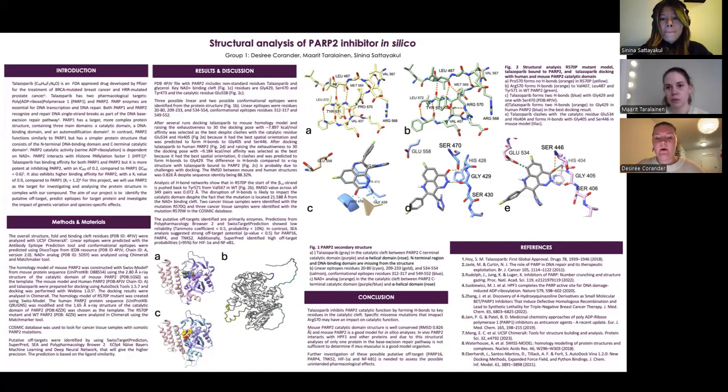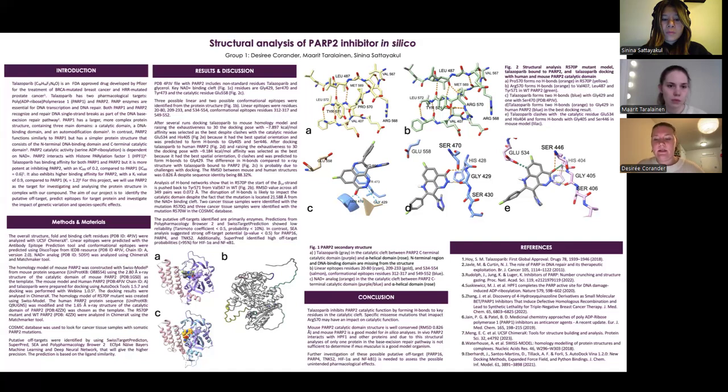In vivo, PARP2 interacts with histone PARylation factor 1 and other proteins, and due to this, structural analysis of one protein in the base excision repair pathway is not enough on its own to determine if mouse is a good model organism in vivo. And then to our mutant homology model.